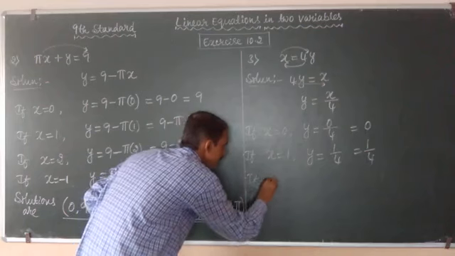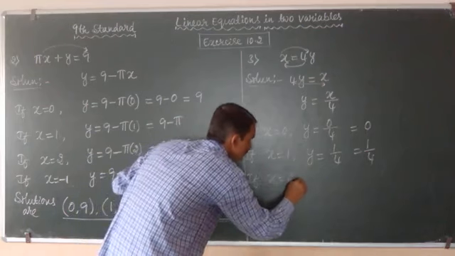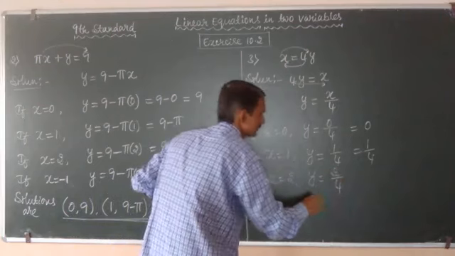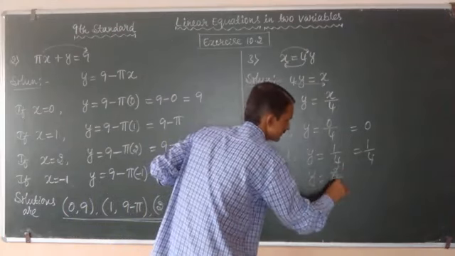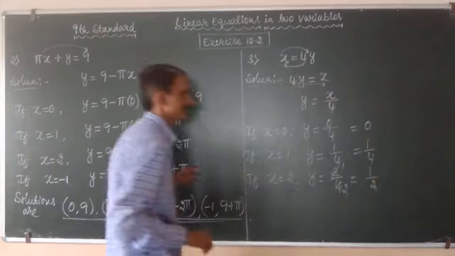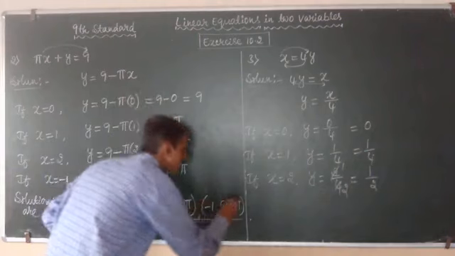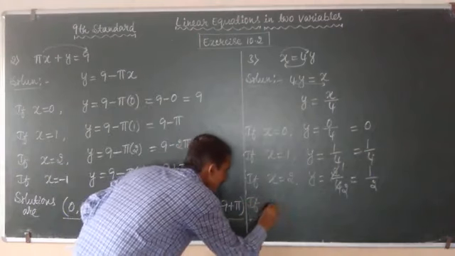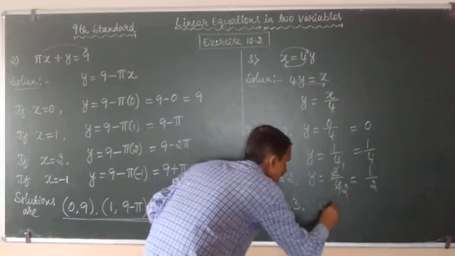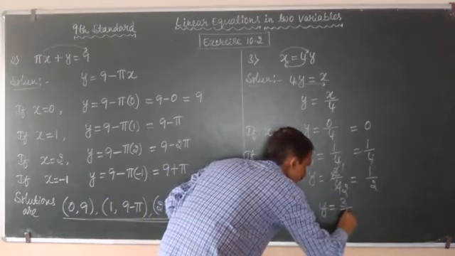If x equals 2, then y equals 2 by 4. If it is simplified, it equals 1 by 2. And lastly, if x equals 3, then y equals 3 by 4.